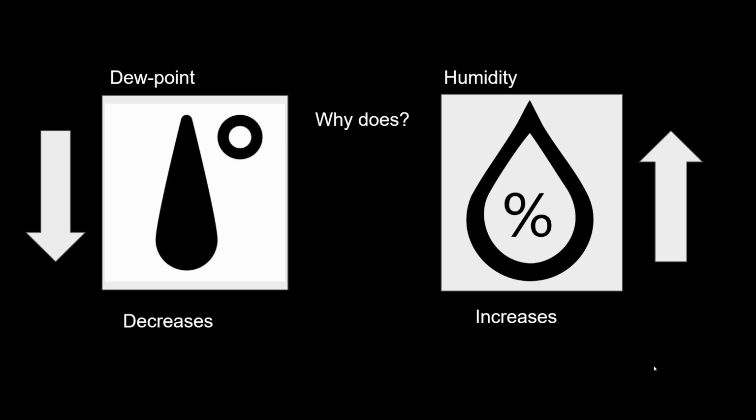Now, you may have witnessed this on your weather app or something. You might be wondering, why does this happen? You have the temperature decrease, so the dew point decreases, but then you also see the humidity increase. What's going on here? You may have seen this before where your dew point is decreasing, but then all of a sudden you see your humidity increasing. You might be like, that doesn't make sense.